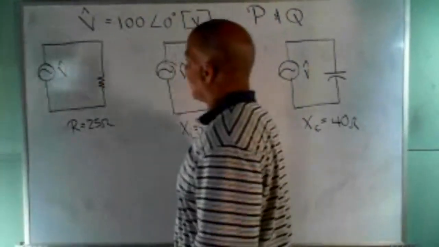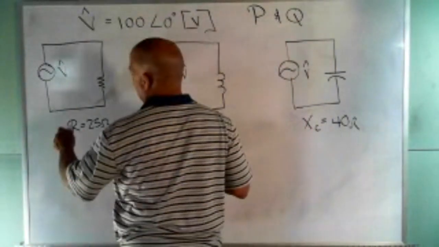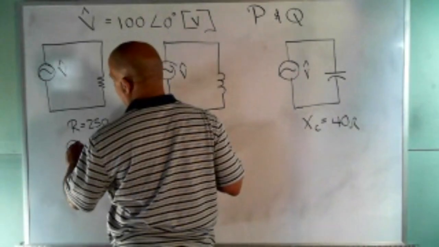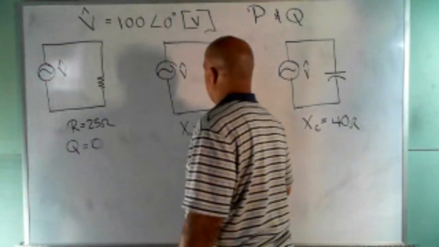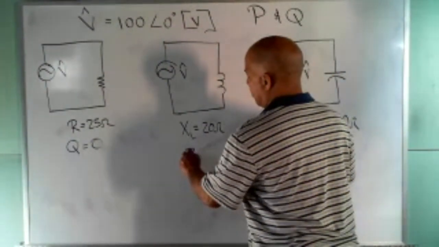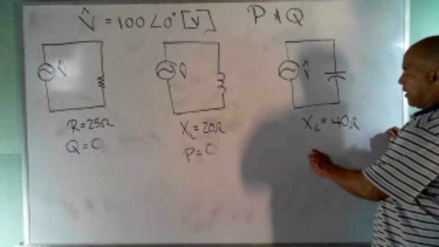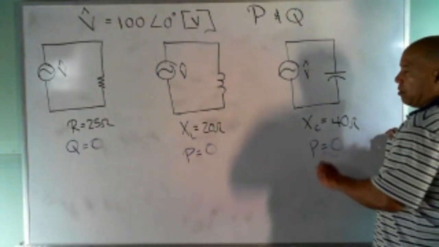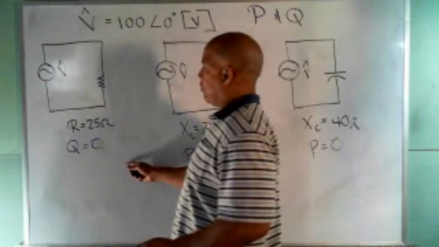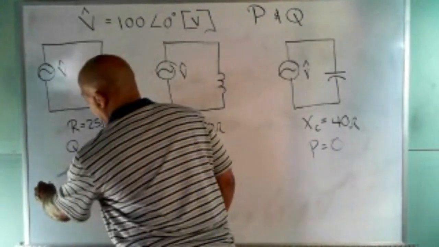For this first circuit, we don't have any reactive components. So for this one, Q is 0. And for this, we don't have any resistor, so for this one, P is 0. And the same here, we don't have any resistor value, so P is 0. But over here, I do have resistors, so I can get P over here.